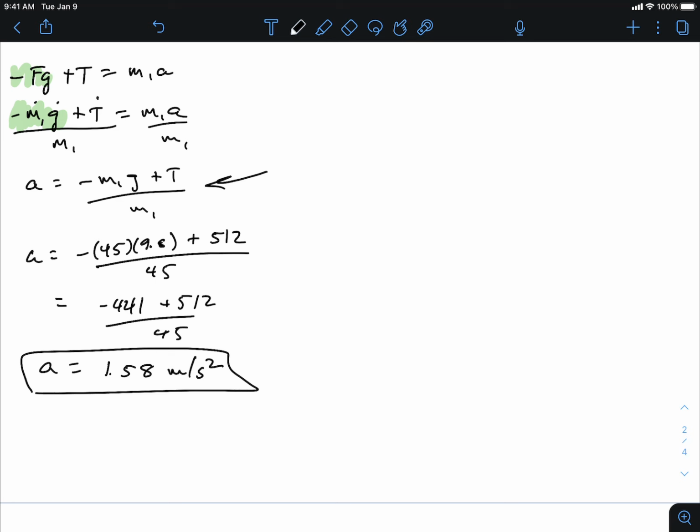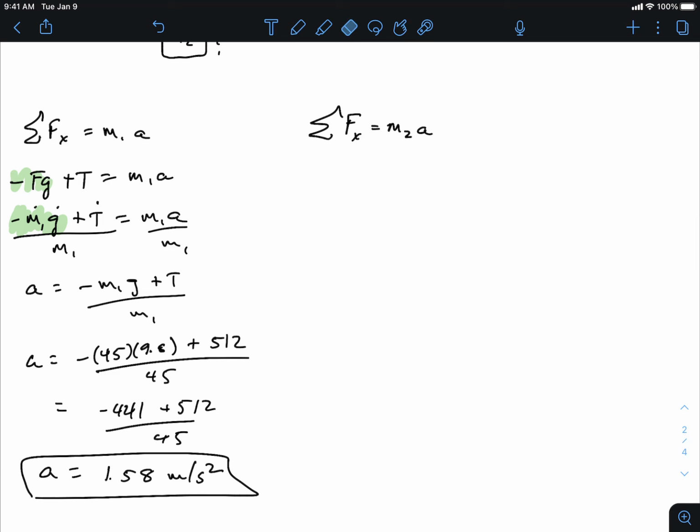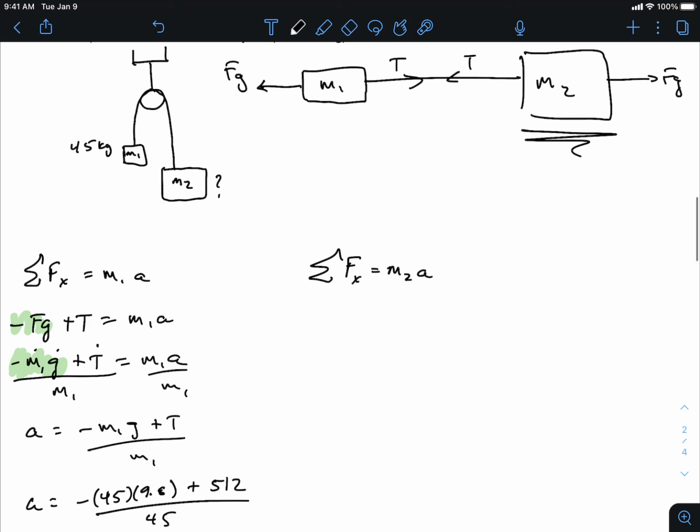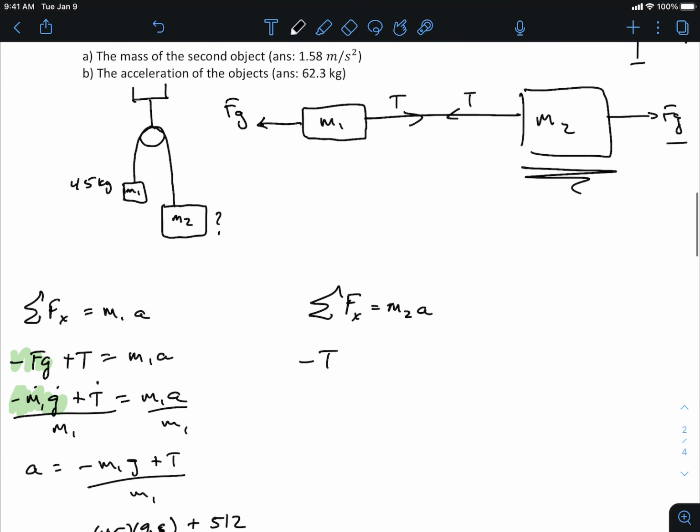So let's jump over now. I know what the acceleration is. For simplicity's sake, let's follow the exact same process, just with a different box this time. Tell me what the forces are acting on M2. I've got negative tension and positive Fg, and that has to equal M2A.